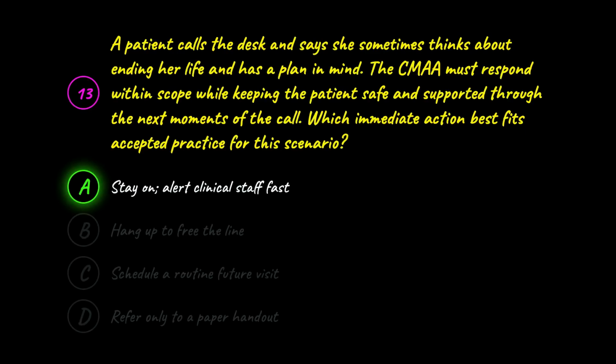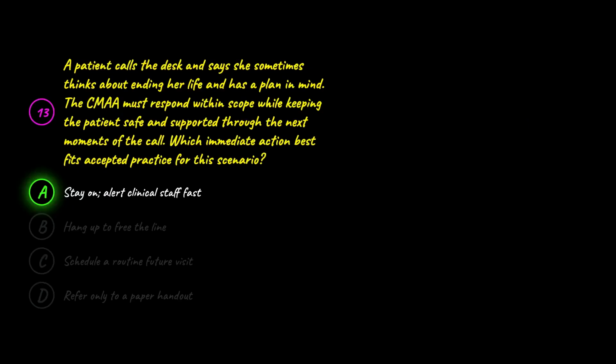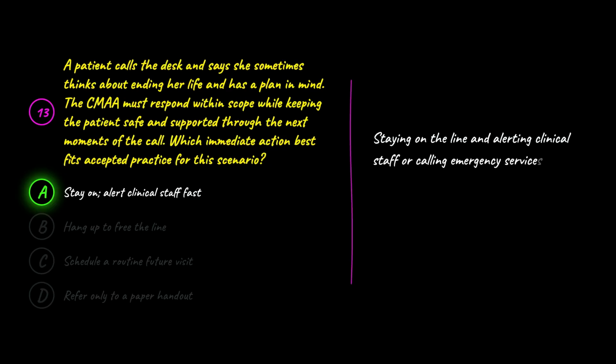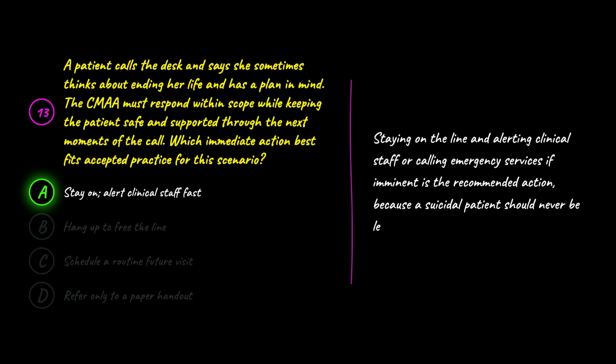The correct answer is A. Stay on, alert clinical staff fast. A is correct because staying on the line and alerting clinical staff, or calling emergency services if imminent, is the recommended action, because a suicidal patient should never be left alone, and the CMAA must escalate inside scope.